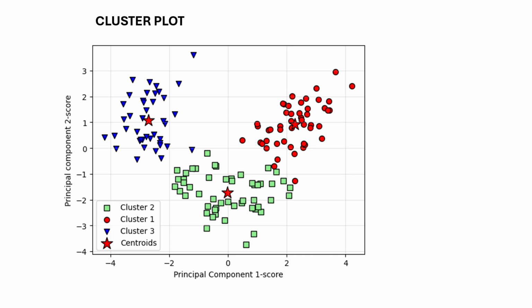The initial cluster plot obtained using k equals 3 is shown. Each point represents a sample and the stars indicate the cluster centroids. Although the clusters appear to be reasonably well separated, visual inspection alone is not sufficient to determine whether 3 is the optimum number of clusters. The next steps will use the elbow method and silhouette analysis to evaluate this objectively.